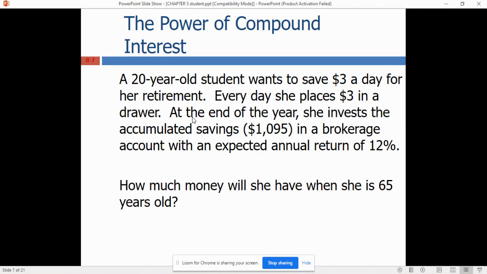All right, so class, your annuity, your PMT is 1095. Your N is 65 minus 20, therefore 45. Your I is 12%. So do you have all the information to calculate the future value annuity? Yes, right? So you can pause the video, take a paper, start calculating what is your answer. How much will she have when she retires?